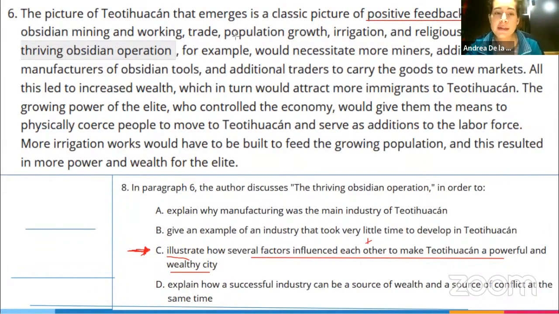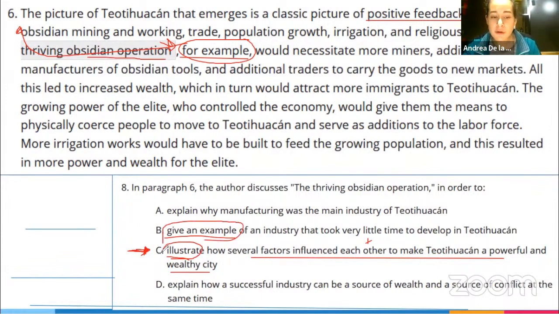And in this case, it's pretty clear because you have the words, for example, right? And it says, the picture of Teotihuacan is a classic picture of positive feedback among different factors. The thriving obsidian operation, for example, so we know already that this thriving obsidian operation is an example of the main idea, right? It's an example of the fact that all of the factors had positive feedback among each other. So that's it. When you have the words, for example, it means to give an example. So the correct verb would be to give an example or to illustrate, which is basically the same, right? Illustrate or give an example is the same.